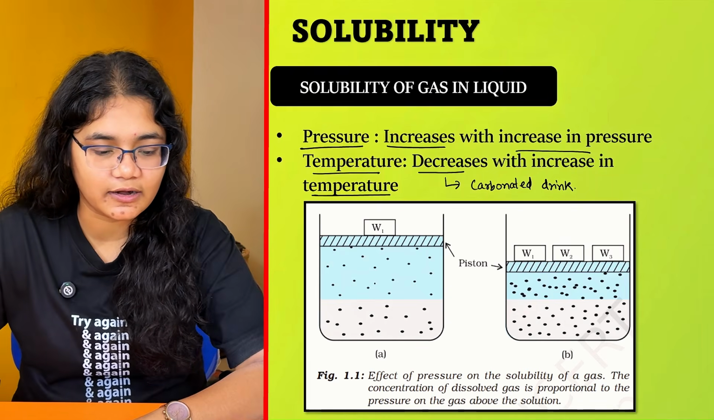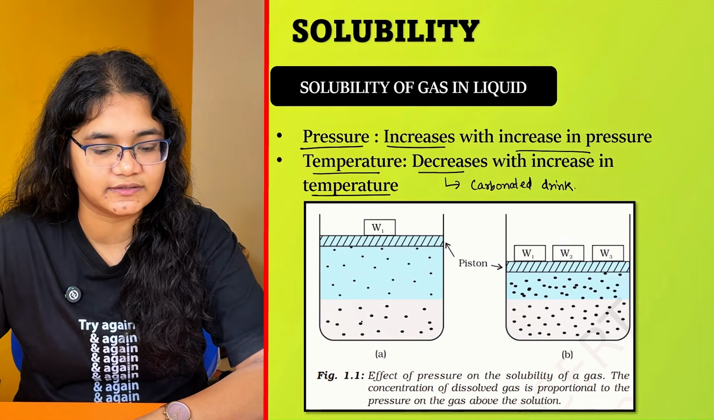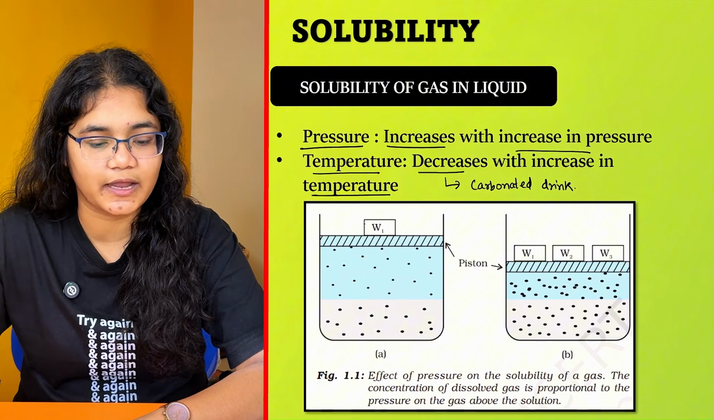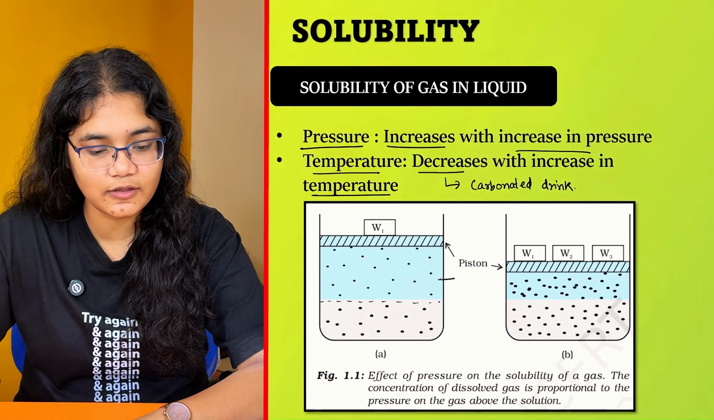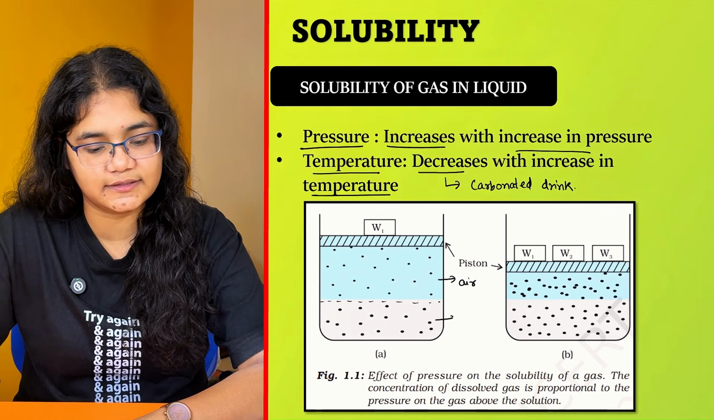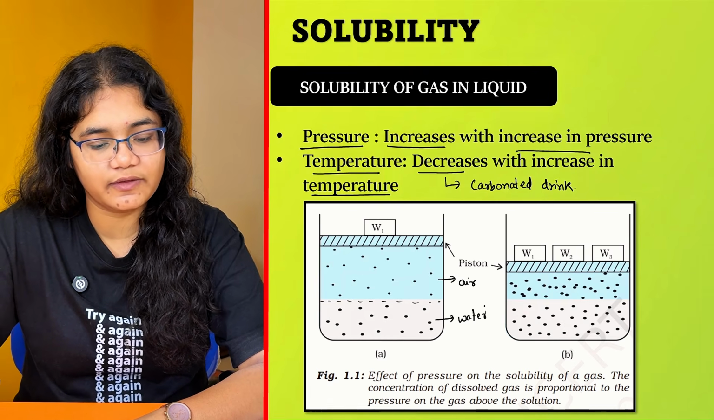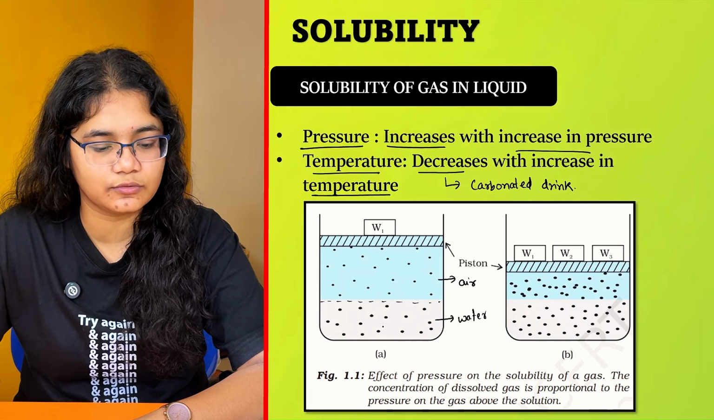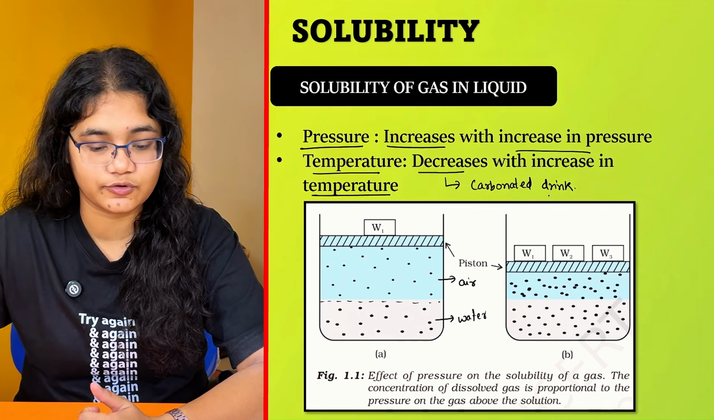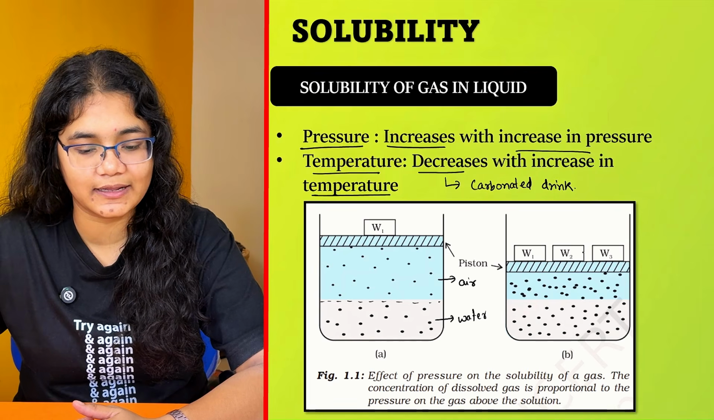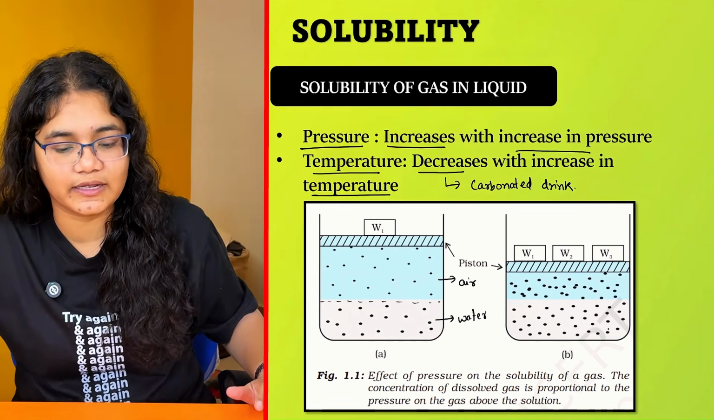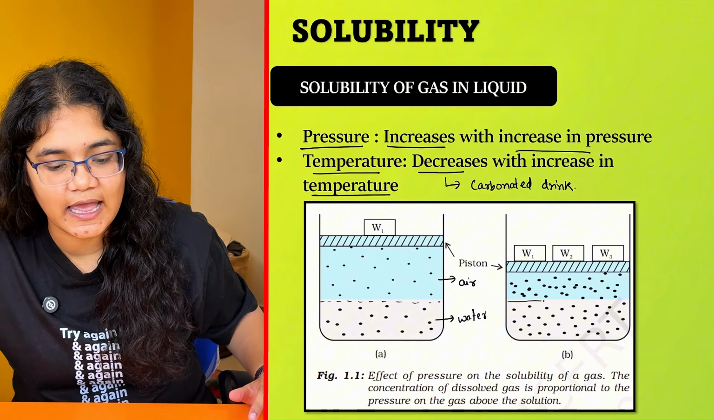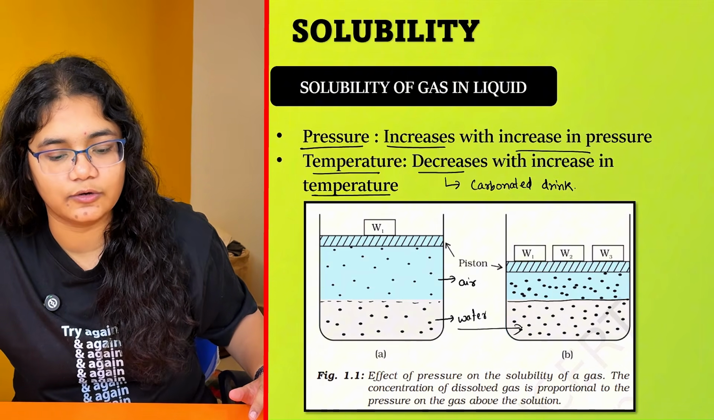Now you can see a diagram here. Suppose you have a system with a piston and you have put W1 on it. This is air and this is water, for example. When you have given just 1 W, very few particles have dissolved. But when you increase the pressure, if you keep on adding more weights, the piston goes down and the gas gets compressed, and you can see more particles have now dissolved from here to here.